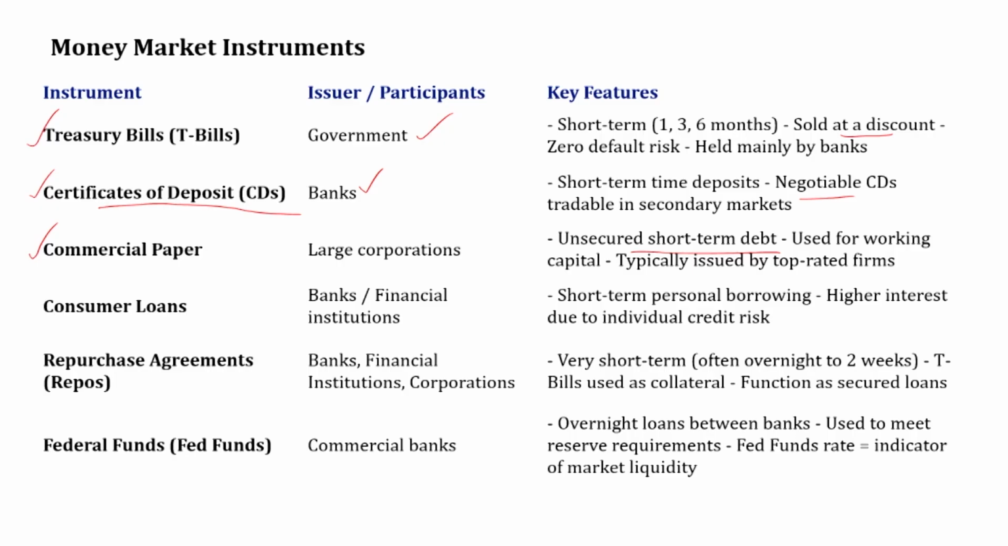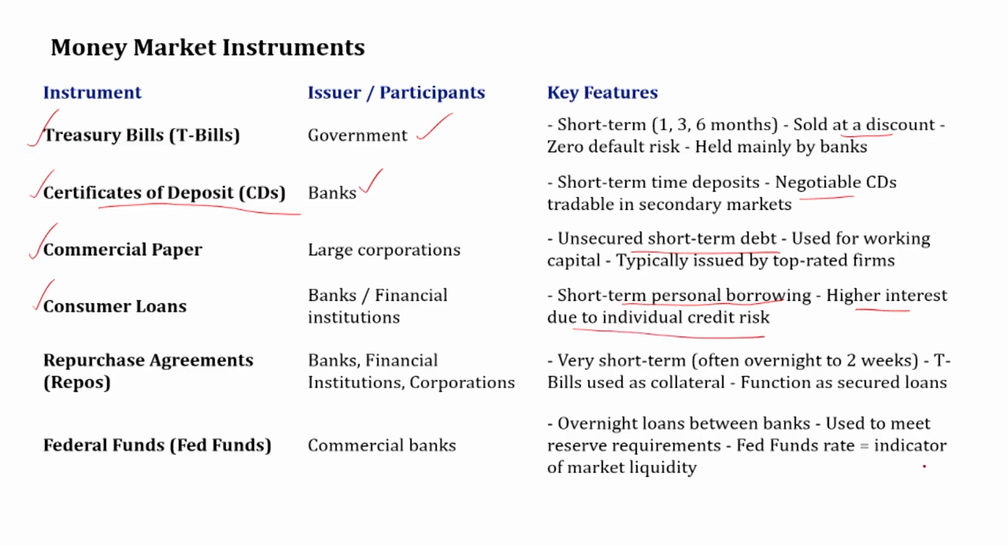Then moving to the fourth money market instrument, this is called consumer loans. These are short-term loans extended to individuals by banks or financial institutions. Due to individual credit risk, these loans typically carry higher interest rates compared to other money market instruments.